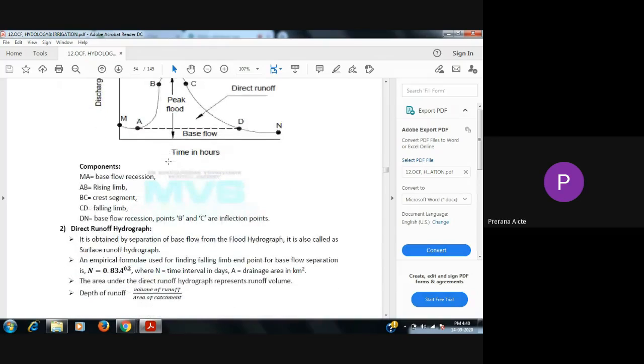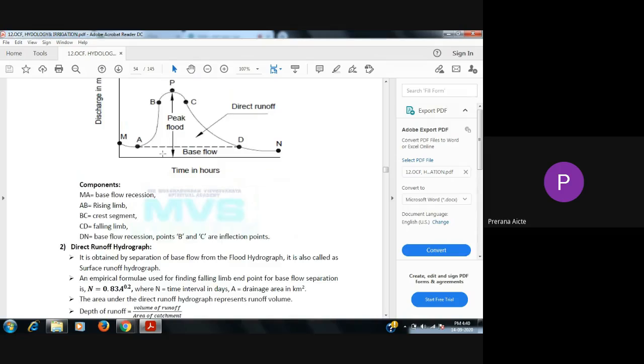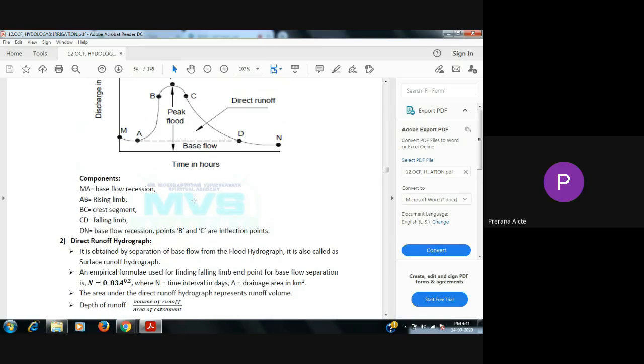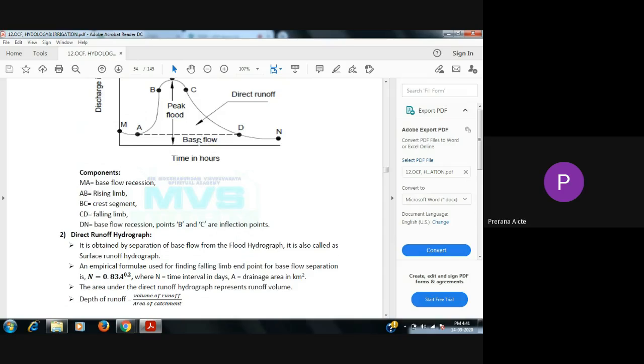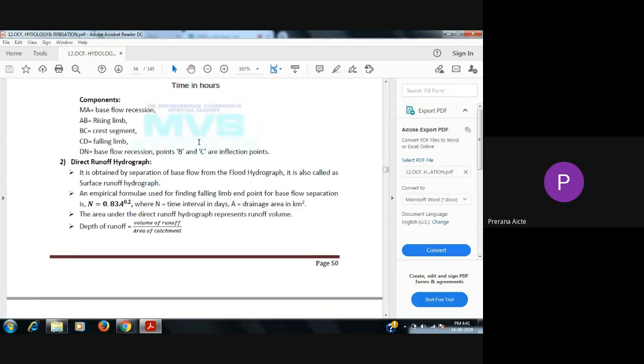Then the direct runoff hydrograph, DRH. Already I told you that if you separate the base flow from the total hydrograph, you get the direct runoff hydrograph. The hydrograph obtained after separation of base flow from the flood hydrograph is called the direct runoff hydrograph, DRH. It is also called the surface runoff hydrograph.